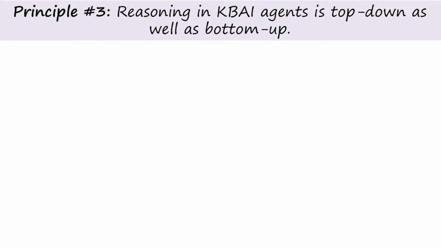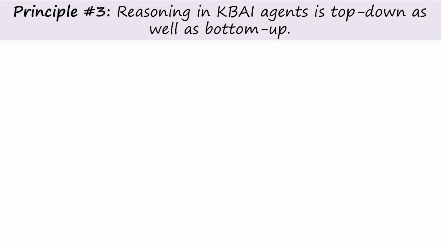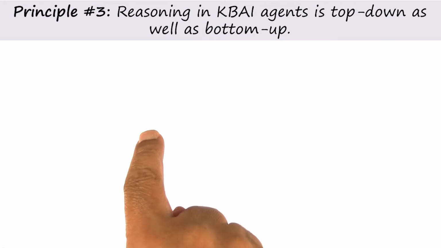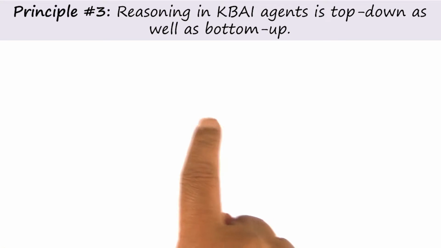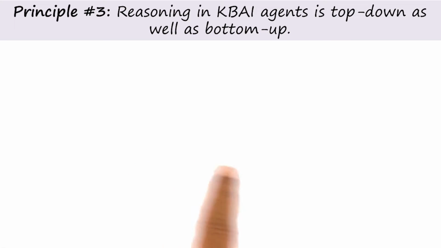The third principle of knowledge-based AI agents in CS 7637 is that reasoning is typically top-down as well as bottom-up. Ordinarily, we assume that data is coming from the world and most of the reasoning is bottom-up as we interpret the data. In contrast, in knowledge-based AI, low-level processing of the data results in the invocation of knowledge structures from memory. These knowledge structures then generate expectations and the reasoning becomes top-down.